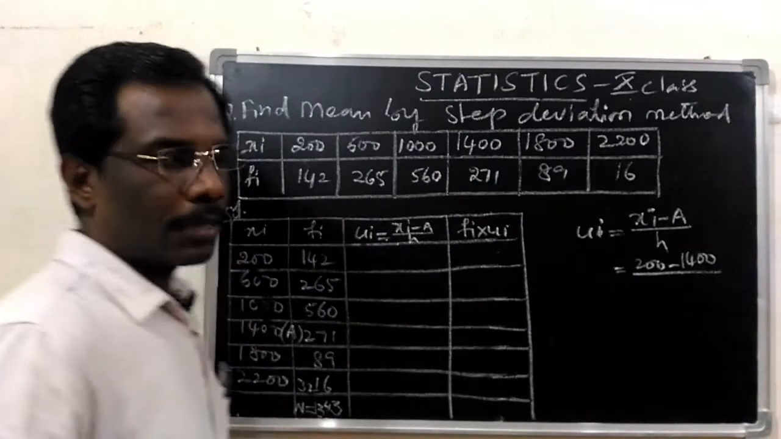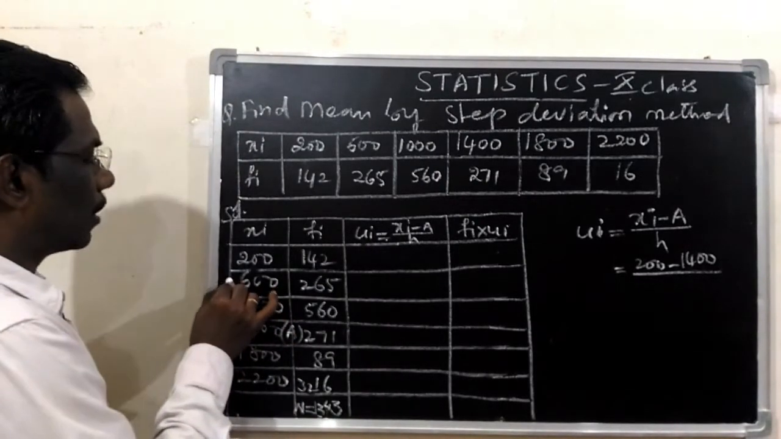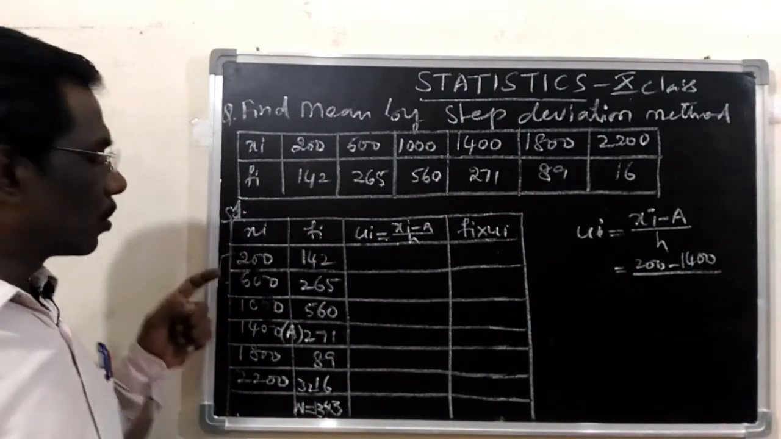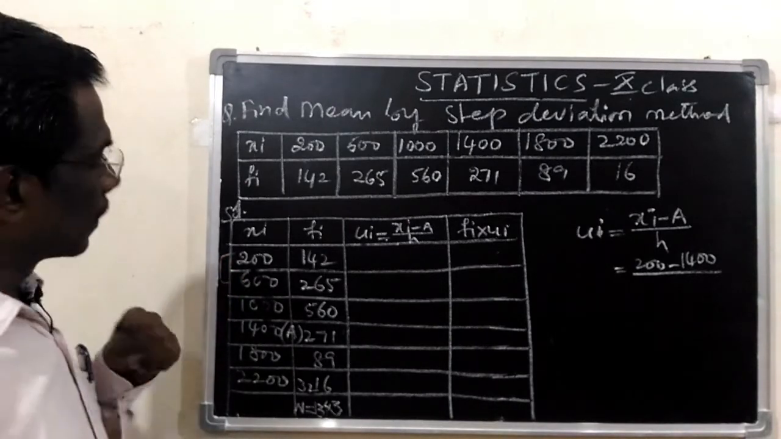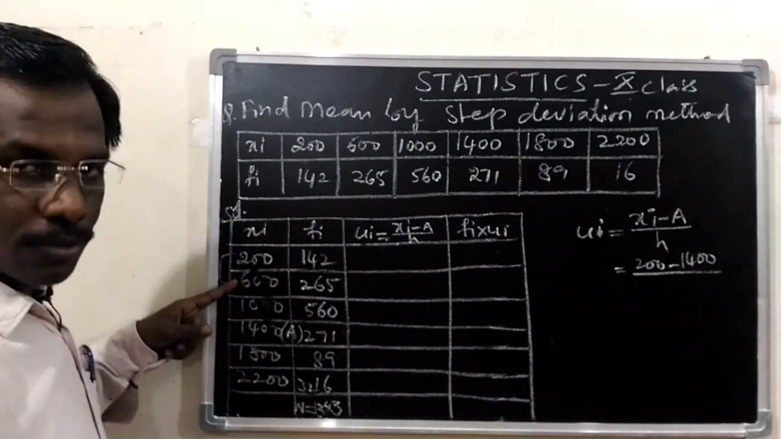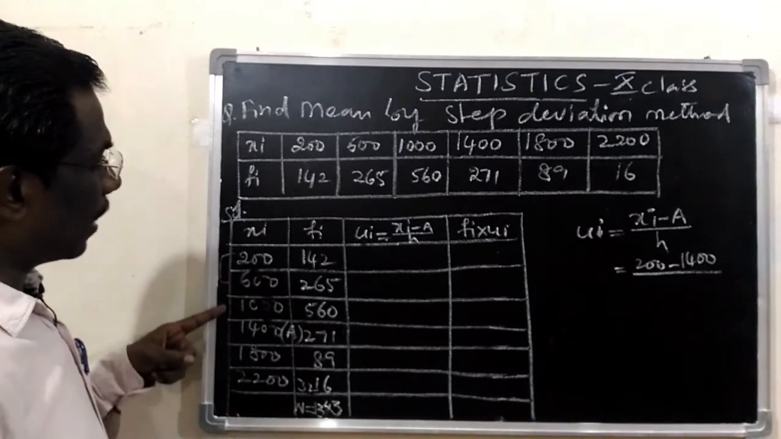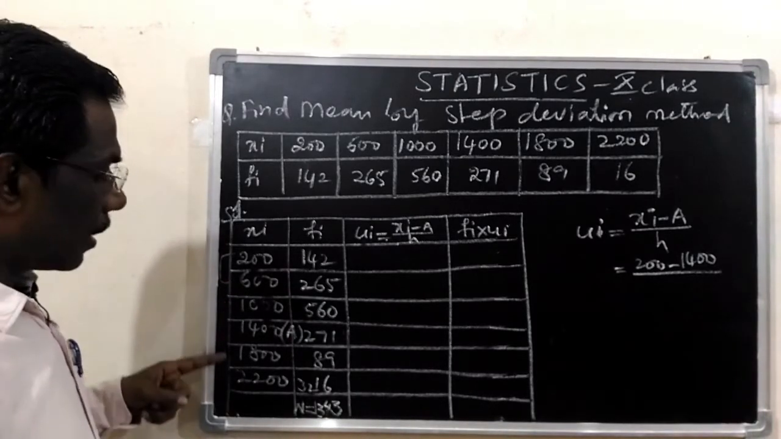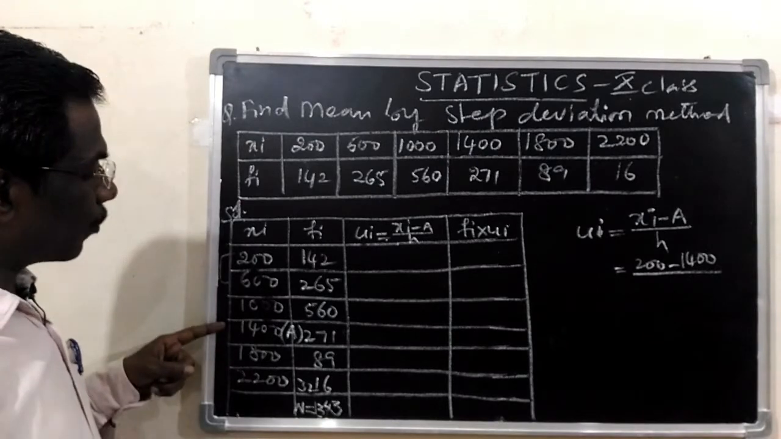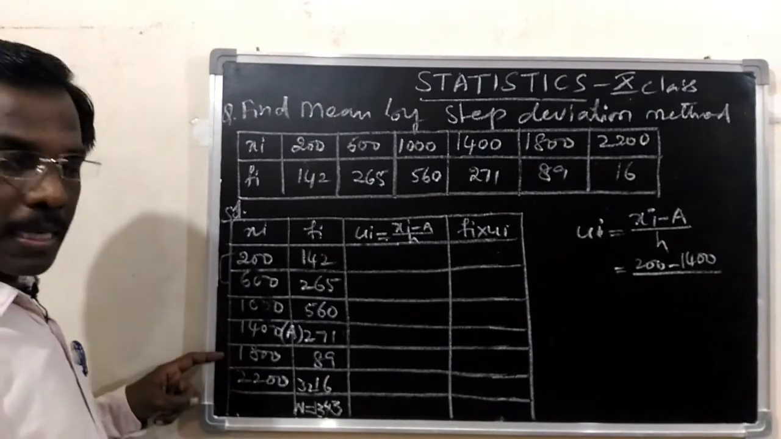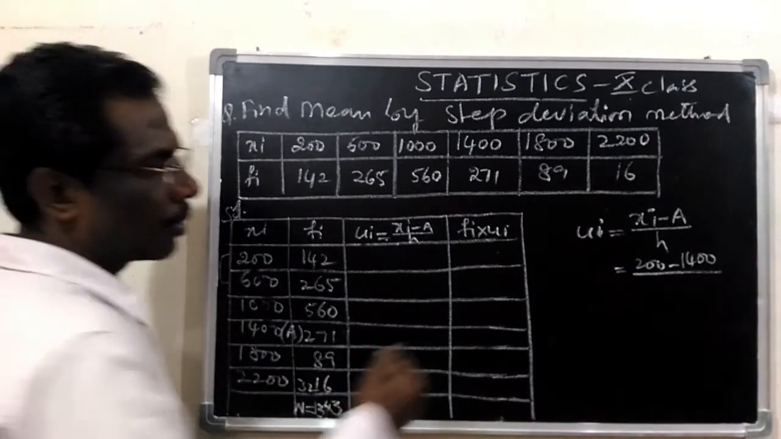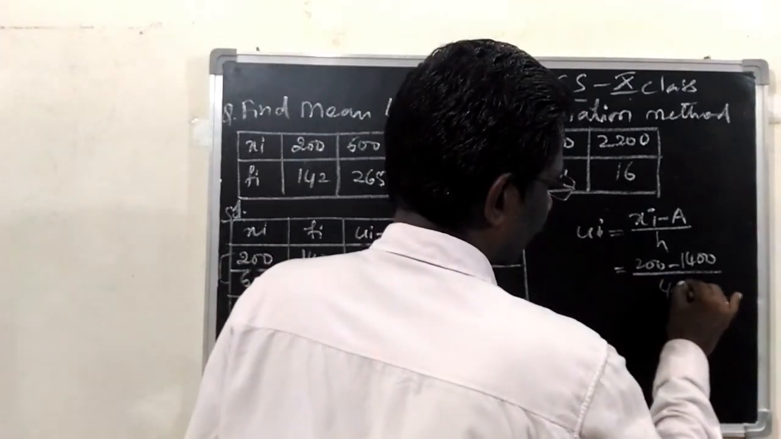Divided by h. H is the difference between two consecutive numbers. 600 minus 200 is 400. Here 1000 minus 600 is also 400. 1400 minus 1000 is also 400. 1800 minus 1400 is also 400. Here 2200 minus 1800 is also 400. So that is h.